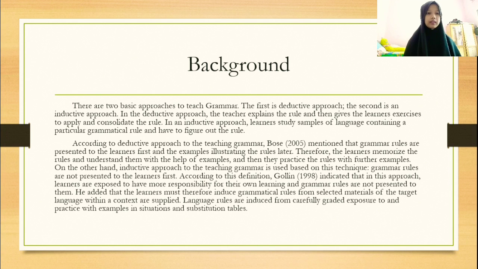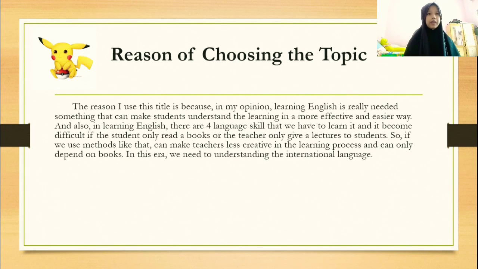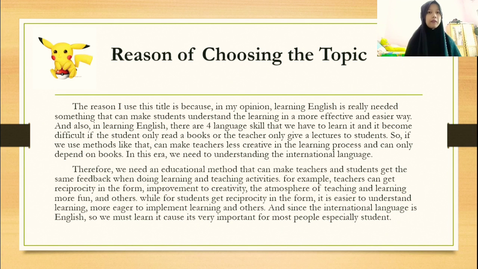Next is the reason why I chose this topic. Because in my opinion, learning English is really needed, something that can make students understand the learning in a more effective and easier way. Therefore, we need an educational method that can make teacher and student get the same feedback when doing learning and teaching activities. For example, the teacher can get reciprocity in the form of improvement to creativity, the atmosphere of teaching and learning being more fun, and others.